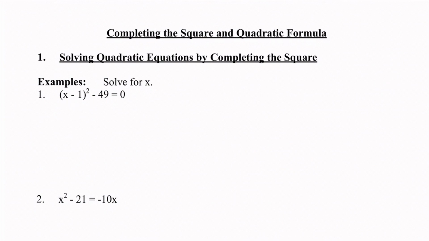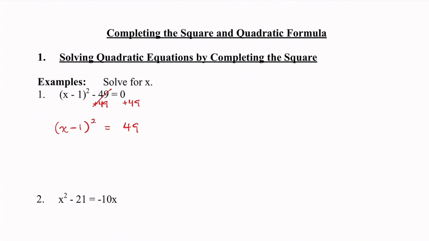This one is basically half done for us already. We already have the square completed, so it's going to be quite a bit easier. Some of the other ones will require a few more steps. Once you have the square completed, you want to isolate that square. So I am going to add 49 onto both sides to get rid of the minus 49. Those cancel out, and I have (x minus 1) squared equals 49.